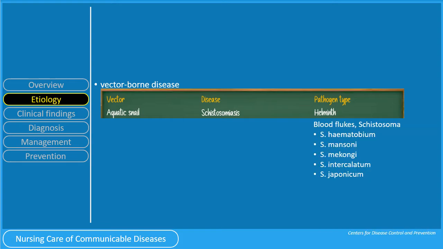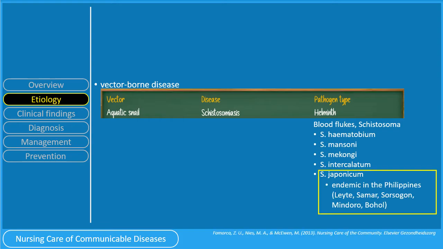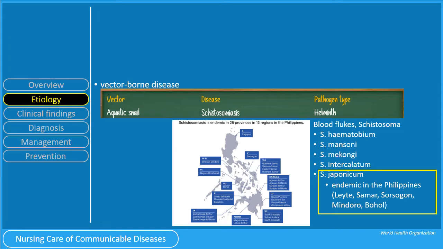There are five species: S. hematobium, S. mansoni, S. mekongi, S. intercalatum, and S. japonicum. S. japonicum is endemic in the Philippines. Famorca specifies the provinces of Leyte, Samar, Sorsogon, Mindoro, and Bohol. According to the WHO, schistosomiasis is endemic in 28 provinces in 12 regions in the Philippines.